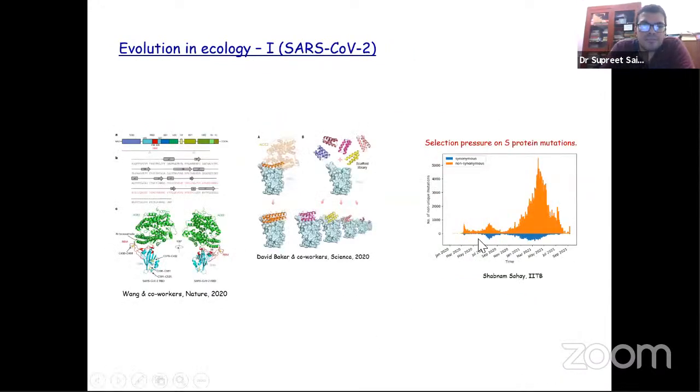The second example is from the current pandemic, SARS-CoV-2. This was a paper published in, I think, August or September last year, where they solved the crystal structure of the S protein on the virus surface, which recognizes the ACE2 receptor in human cells. This RBD is the receptor binding domain of the S protein, which binds ACE2, and hence this permits the virus to gain entry into the mammalian cells.